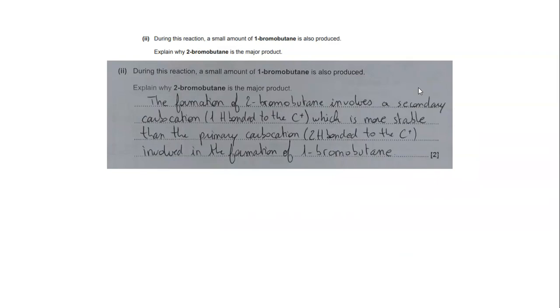So when forming the 2-bromobutane, you are going to use a secondary carbocation. Only one hydrogen is bonded to the C+, and it's more stable than the primary carbocation involved in the formation of 1-bromobutane. And that's why the 2-bromobutane is the major product.